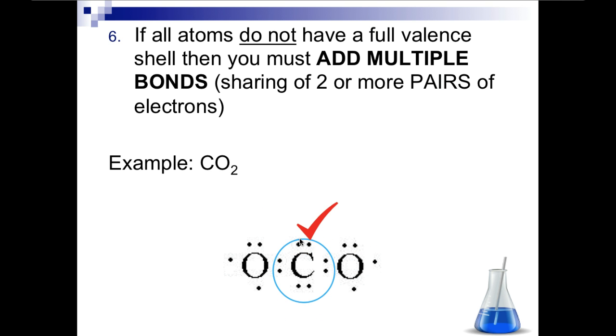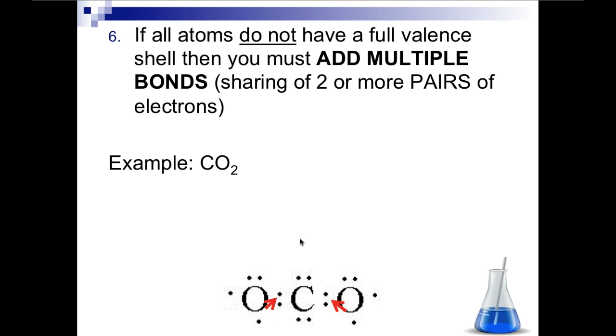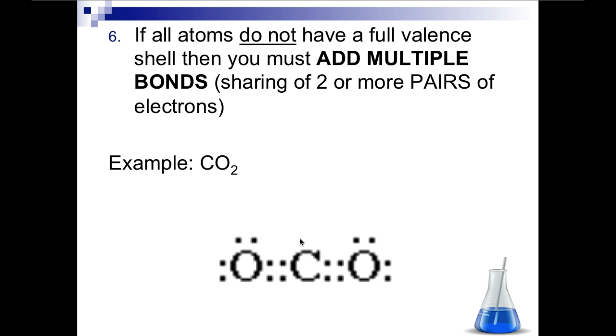So what are we going to do? This is going to be a problem. Remember, these oxygens aren't stable. They don't have 8 valence electrons. So what we're going to have to do is share. We're going to have to change the structure so that we can share electrons so that now we have multiple bonds. So this right here is going to be considered a double bond.